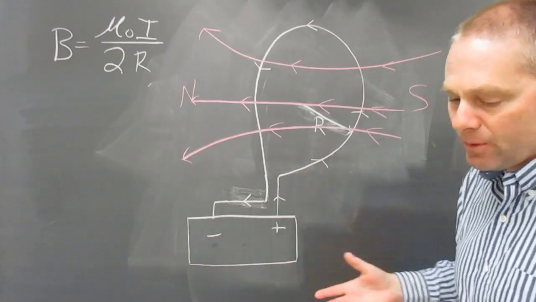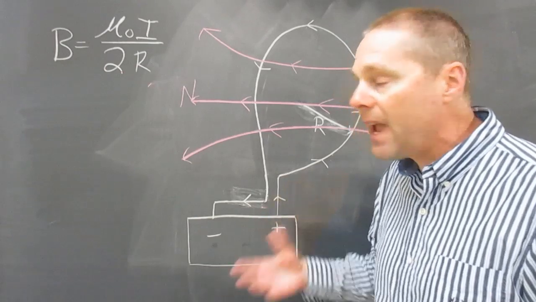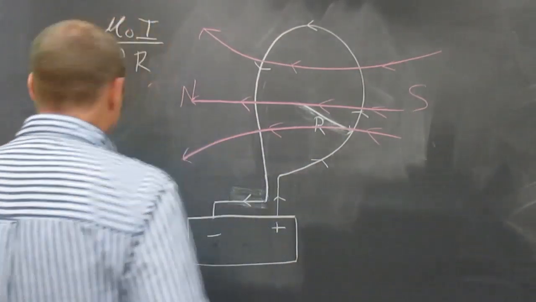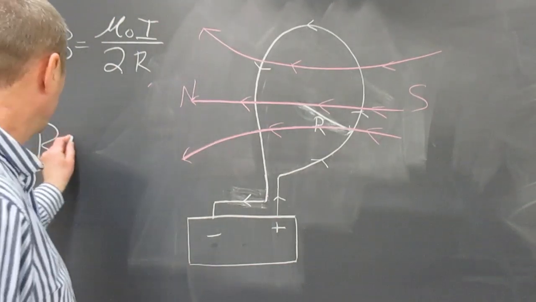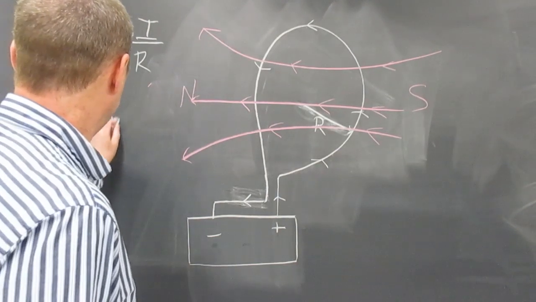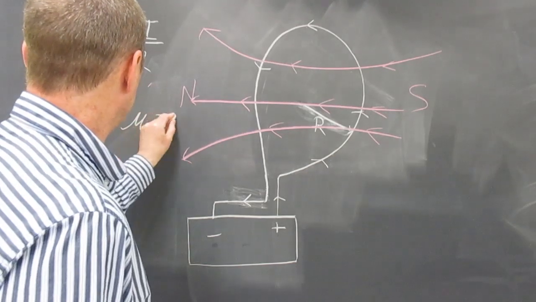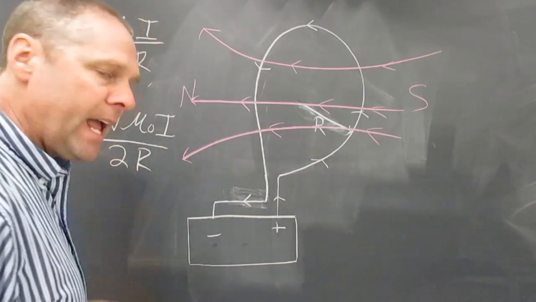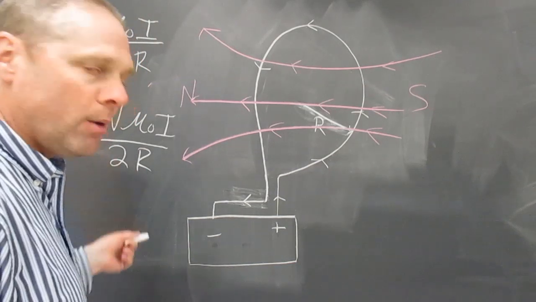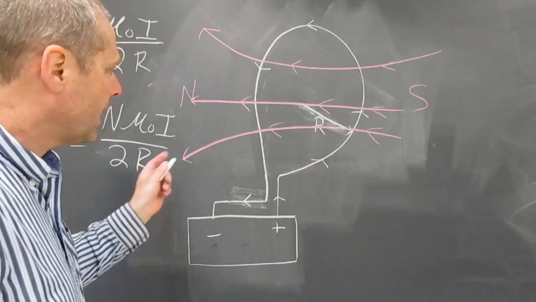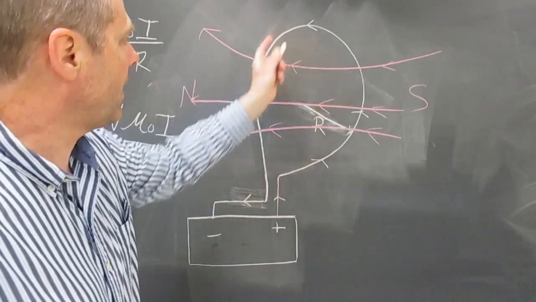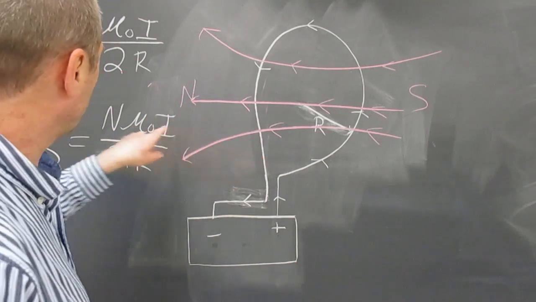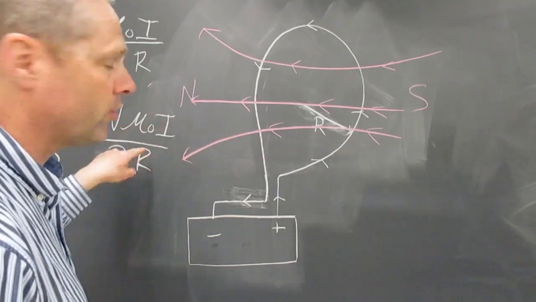Now this is going to be for one coil. What if we have several coils? What is going to be the magnitude of all those coils? Well, the total magnitude of a large number of coils is going to be N mu naught I upon 2R, where N represents the number of coils that we're talking about. In this case, what I have drawn is only one coil, so N is equal to 1. So if we have one coil, it's going to be mu naught I upon 2R.